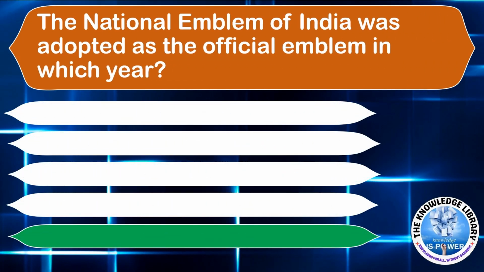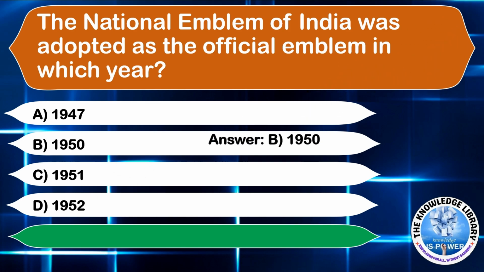The national emblem of India was adopted as the official emblem in which year? Option A, 1947. Option B, 1950. Option C, 1951. Option D, 1952. The correct answer is option B, 1950. Move on to the next question.